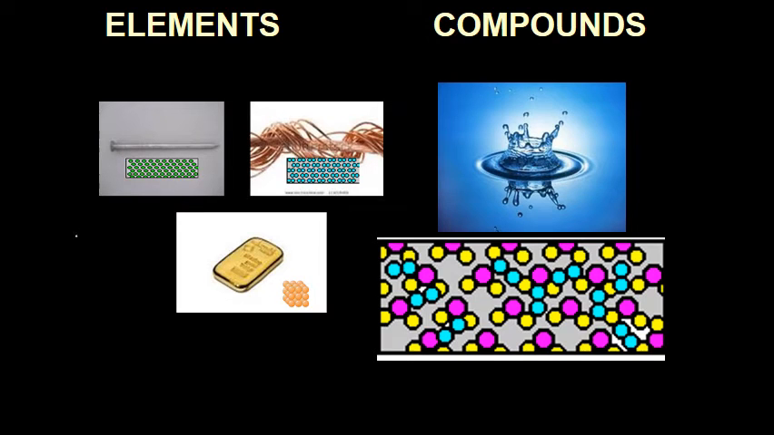So elements are all made up of one type of atom. Compounds are made up of several different types of atoms stuck together in what we call molecules. And the next thing we have is what are called mixtures.